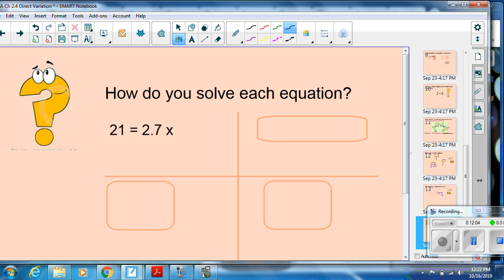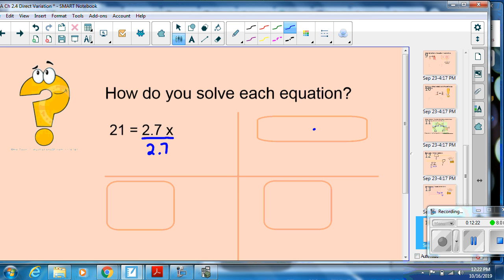So that's how I can use my table of values to find my x or my y in a direct variation relationship. But let's look at these. How am I going to solve each one of these equations? So I have 21 equals 2.7x. So this is a little bit of review, but it's related.